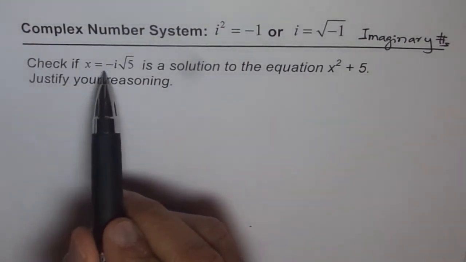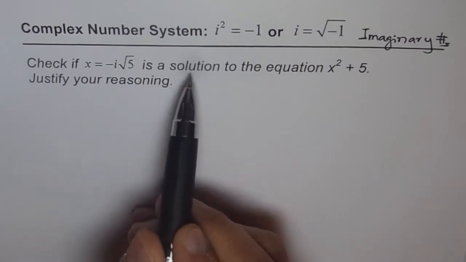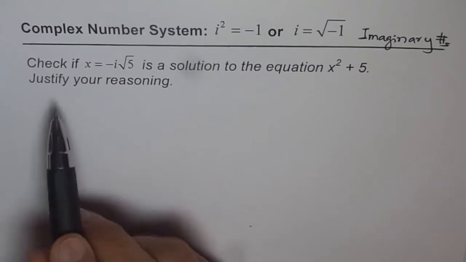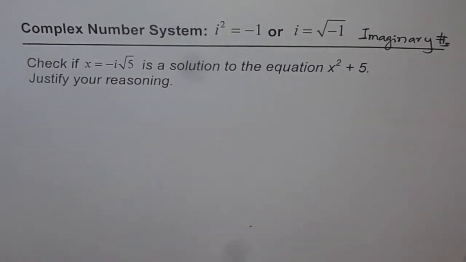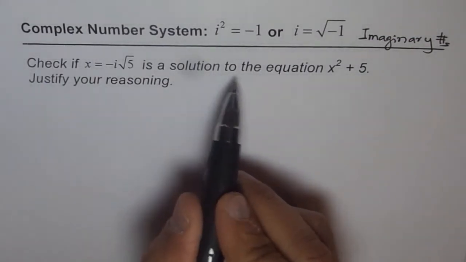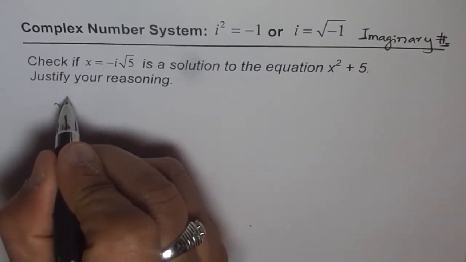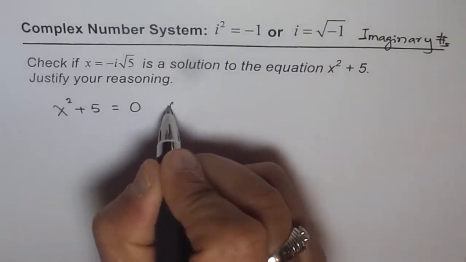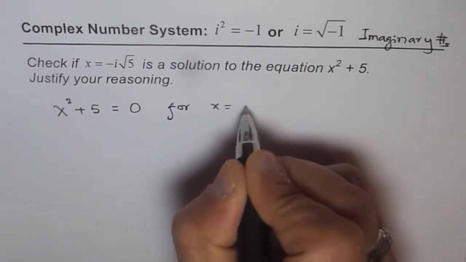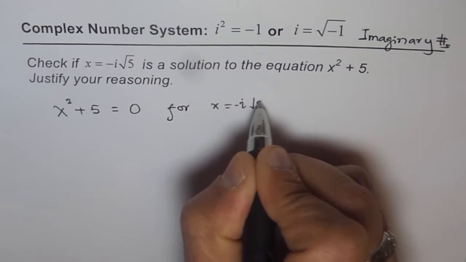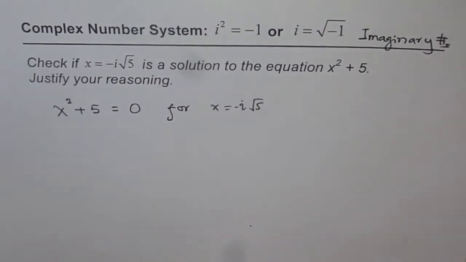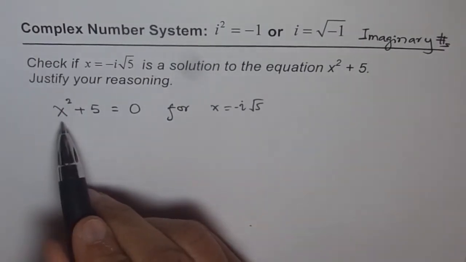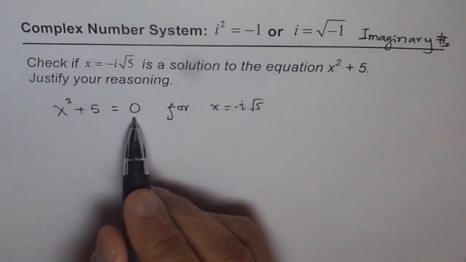Check if x equals -i square root 5 is the solution to the given equation. The equation is x squared plus 5. Justify your reasoning. Now, whenever we say it is a solution of, then we are trying to say that x squared plus 5 should be equal to 0 for x equals -i square root 5. That is what we're trying to say, you see. So to verify, let's substitute this value in x and check, right? Is it really equal to 0 or not?